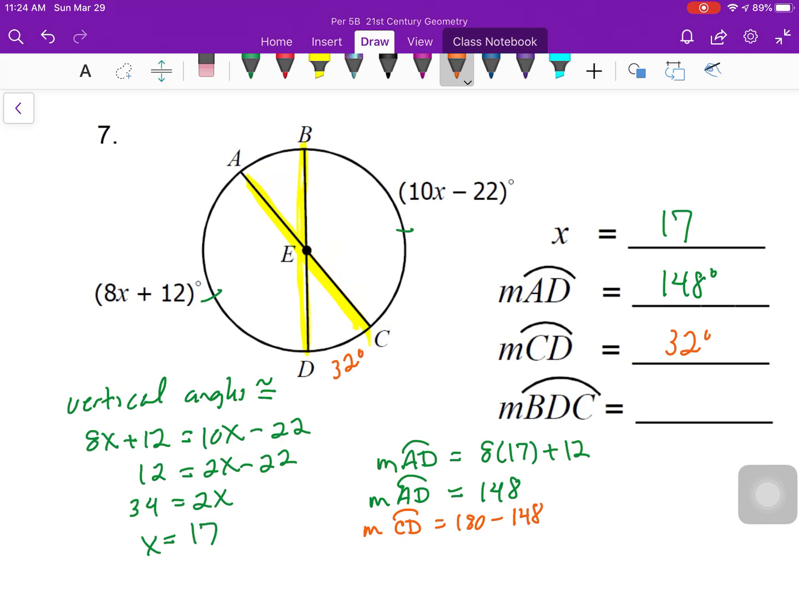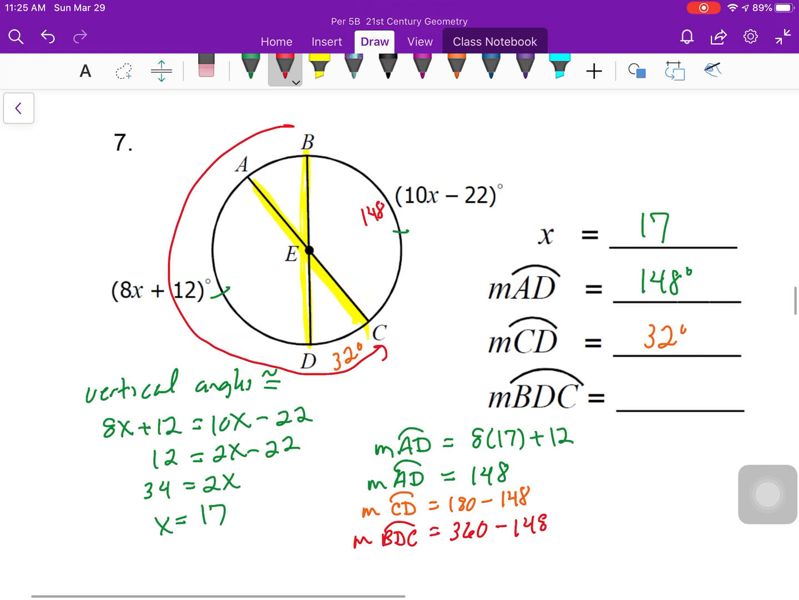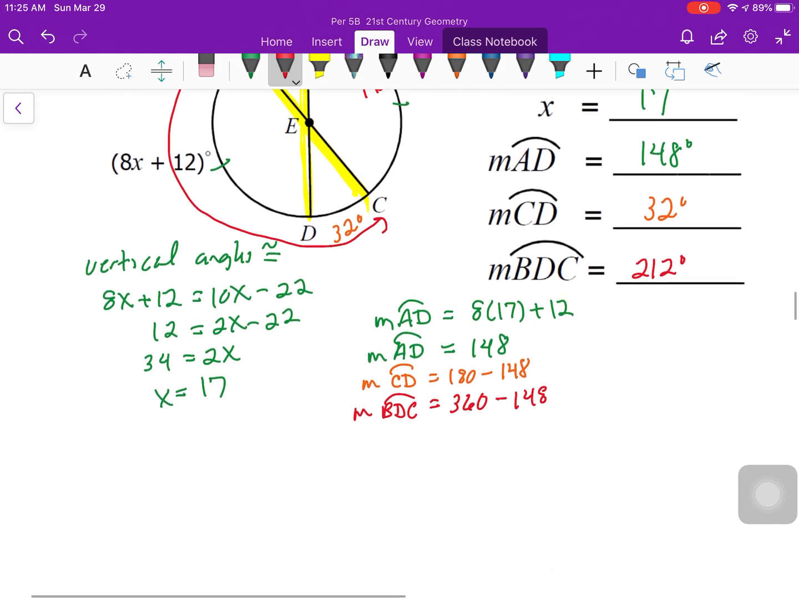And the arc B through D to C. Now, that's kind of a big arc. From B through D to C would go here. That's going to be a full circle minus this 148 out here. So the measure of arc BDC will be 360 minus the 148, 212.